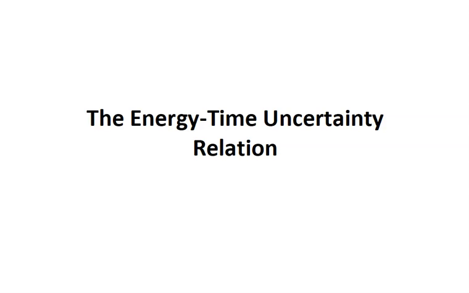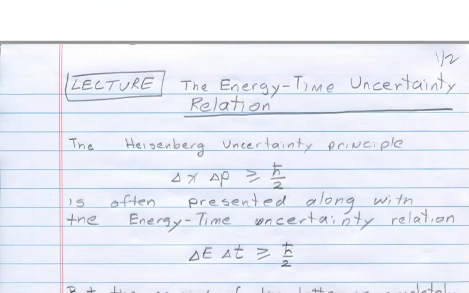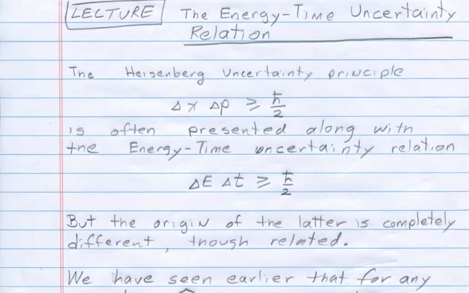In this segment, we'll present and give an argument for the energy-time uncertainty relation. Very often, certainly I do it when I do modern physics, the Heisenberg uncertainty principle is presented alongside the energy-time uncertainty relation. And I've labeled them a little bit differently. Oftentimes it's called the energy-time uncertainty principle as well.